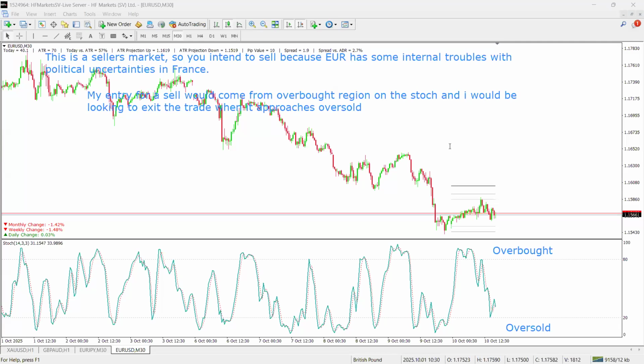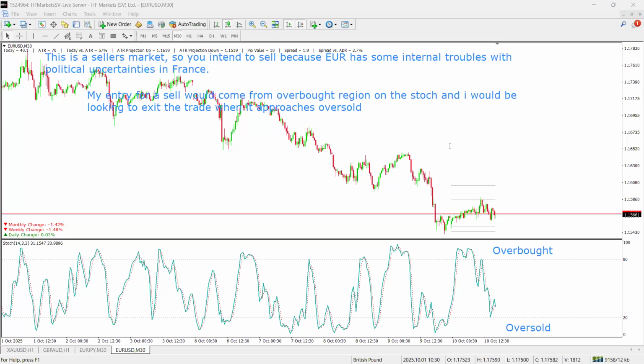So now when I get to the chart and I put up the stock, my entry for a sell would come from the overbought region, showing that whatever element of retracement or any buying pressure that must be showing on the chart at the time is already weakening and there will be room for prices to go lower. That's my entry point. But also, if I have taken my sell from that overbought region, I must start thinking about exit when the same stock enters into oversold region. That's what we are trying to say.